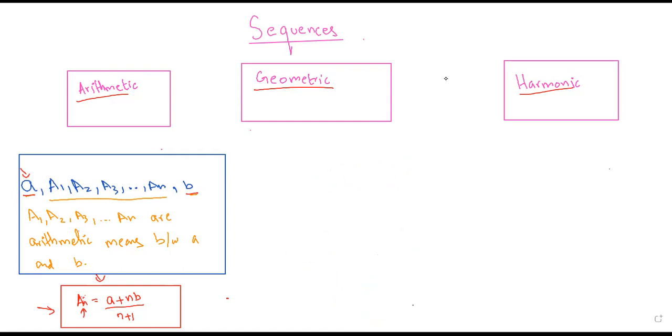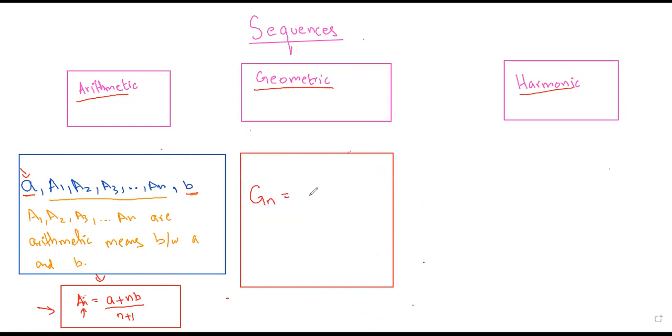Let's quickly talk about geometric means. Again, I would not get into that much detail. The concept is the same. I am just going to write down the formula. So for finding the nth geometric mean, Gn is equal to A, that is the first term, then B divided by A to the power N over N plus 1. So if they want you to find the 13th geometric mean, just plug in 13, plug in A, plug in B, and you have your answer, okay? So this is how we find the geometric mean.